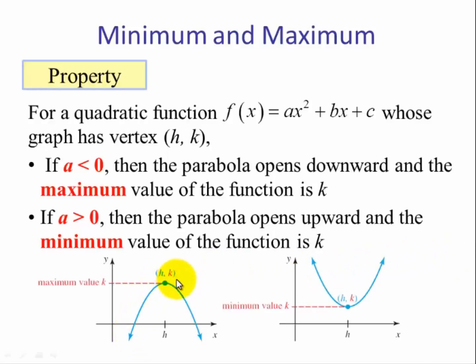Here in this case, a is a negative number. We have a maximum, and that maximum occurs at the vertex, and it has height k. This parabola is opening upward. It has a minimum, so that means a is a positive number, and that minimum value is k. And again, the point is the vertex. Let's do an example.